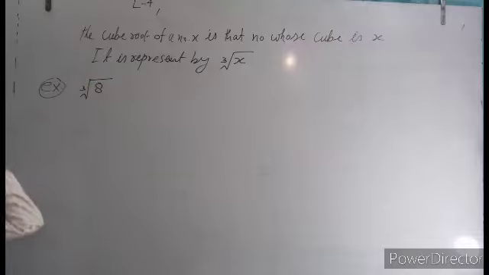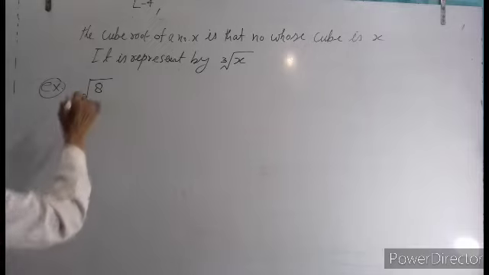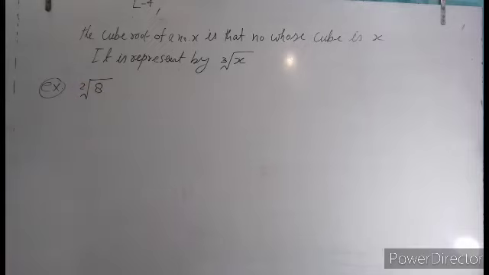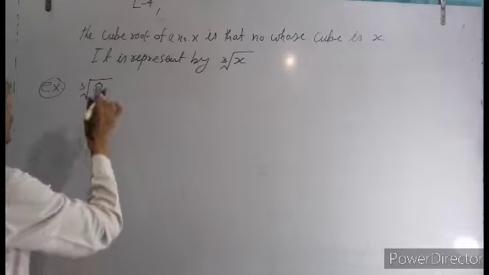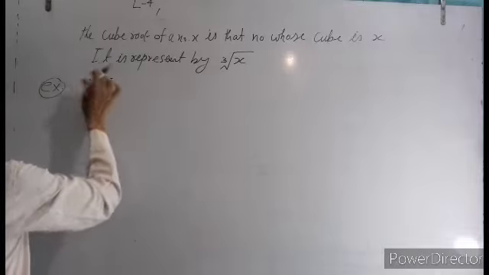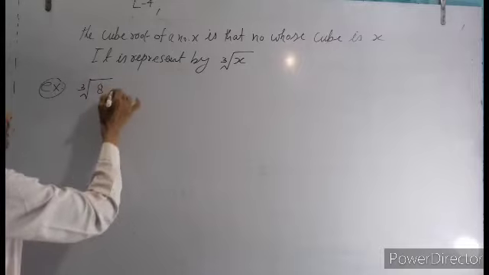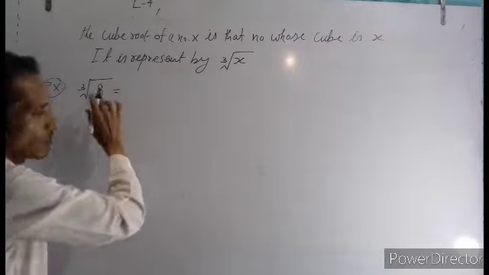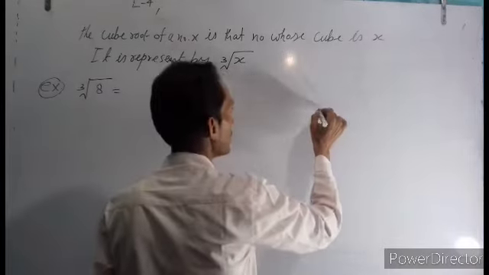Cube root means making a group of 3. If 2 is written, it means making a pair of 2 numbers, two same numbers. And if 3 is written here, it means 3 same numbers. Why? Suppose we are given 8 and we have to find the cube root. First you do the prime factorization of 8. So what is the prime factorization of 8?